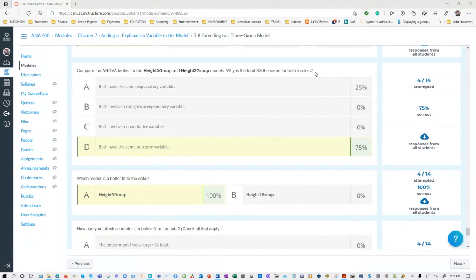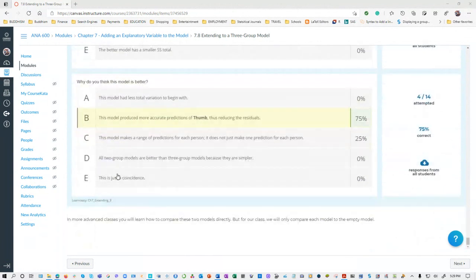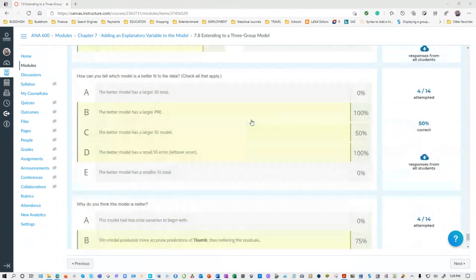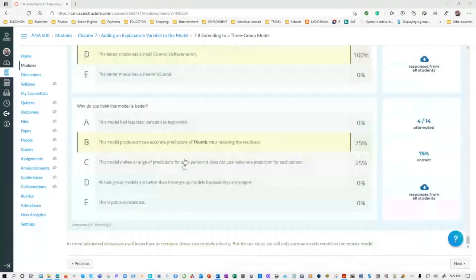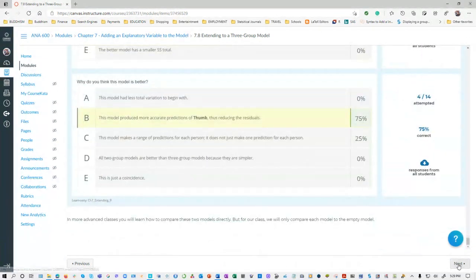Compare this one and both models. Why is the total sum of squares the same for both? We talk about that one. This model produced the more accurate prediction, thus reducing the residuals. The better model has a smaller one, and this one.